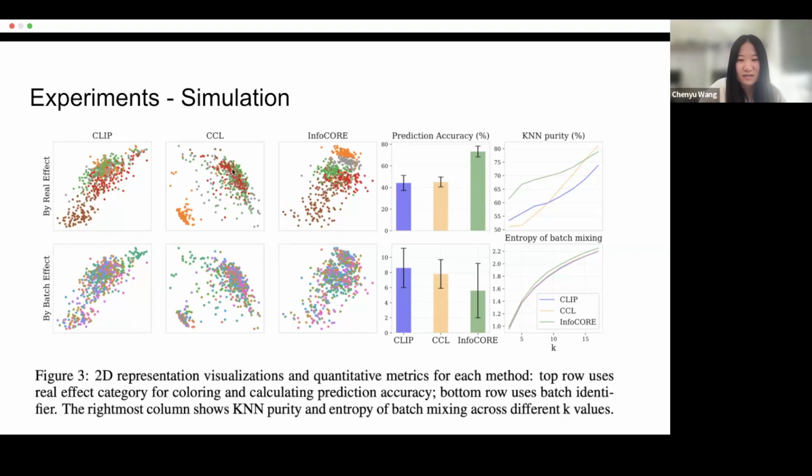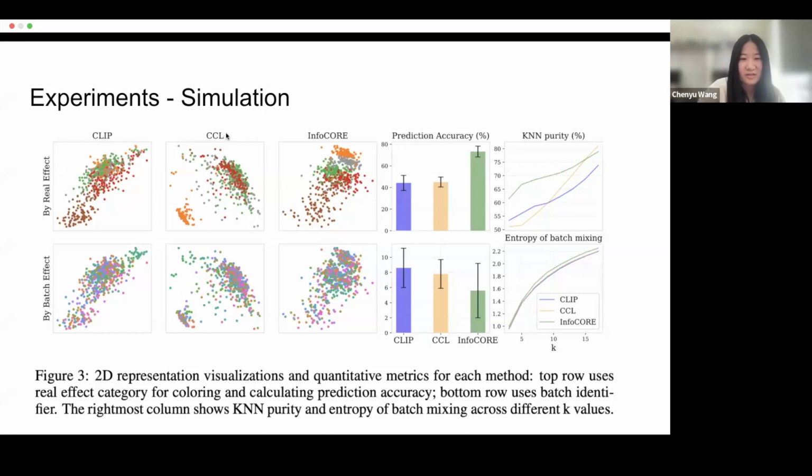So compared with CLIP and the conditional contrastive learning method, we can see that our method can separate the data by real effect very well. However, it is very well mixed according to the batch effect labels. And here for the CLIP model, it can also distinguish some groups of real effect, but not all. And also we can see that it's confounded by the batch effect. For example, these green samples are all from the same batch.